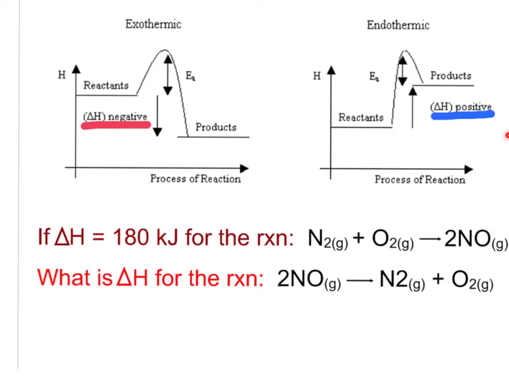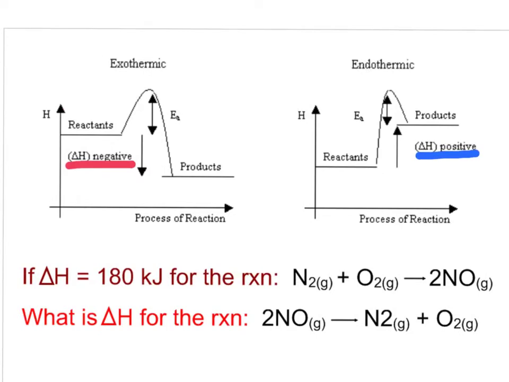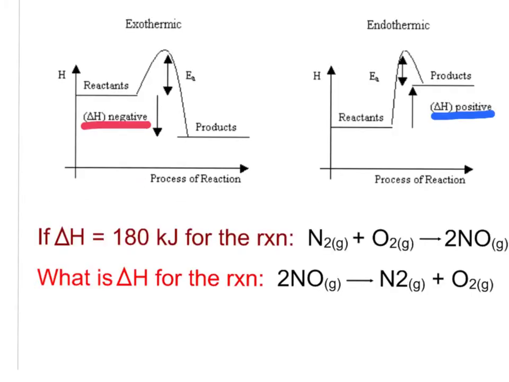We're going to look at what if we have a delta H right here, change in enthalpy, and it's 180 kilojoules for the reaction. So this is a positive number, it's not a negative number. Let's say we're looking at this system, some reaction, and we have a positive enthalpy change. We have 180 kilojoules for the reaction. We know it's endothermic, right? Let's say this is the reaction.